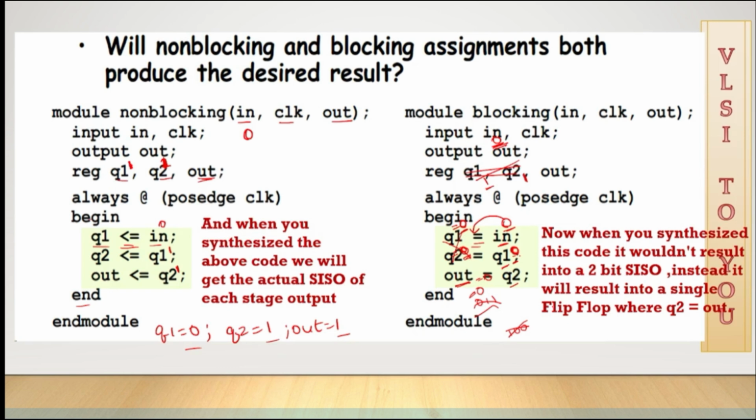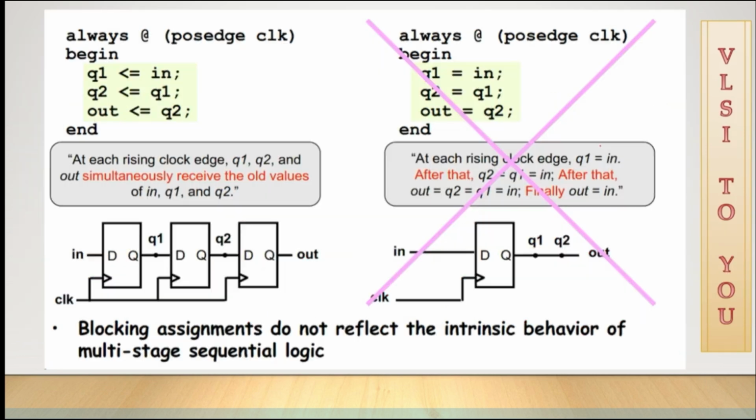Here I have written something: when non-blocking assignments are synthesized, the output will be in the form of serial input, serial output. Whatever input you take serially, the same you can expect at the output. But in the case of blocking assignments, you don't have any serial input, serial output. Q2's output is nothing but the input you are taking. There is no serial input, serial output in the case of blocking assignment. Why is this happening? What is the internal working of these blocking and non-blocking statements?